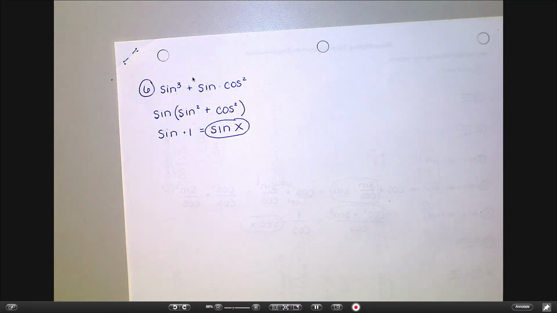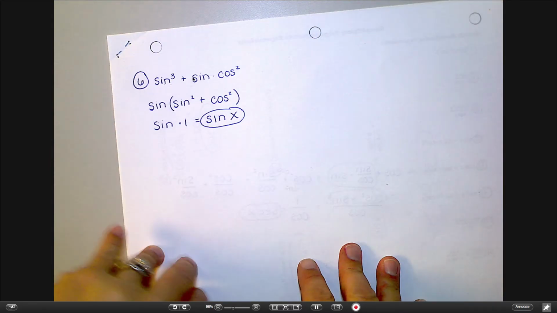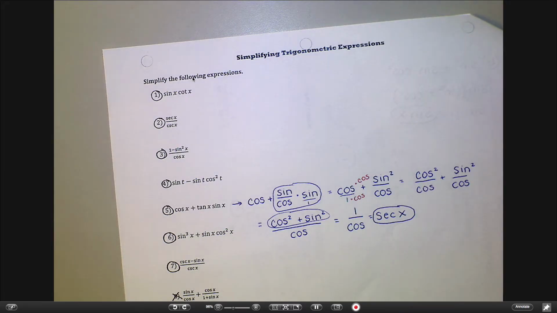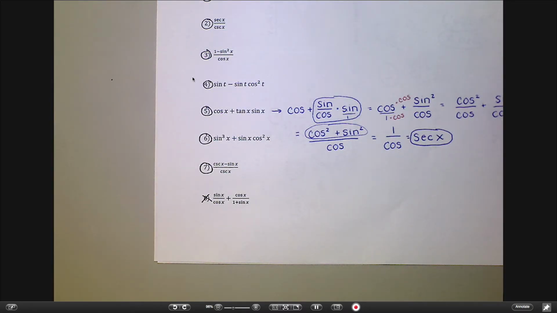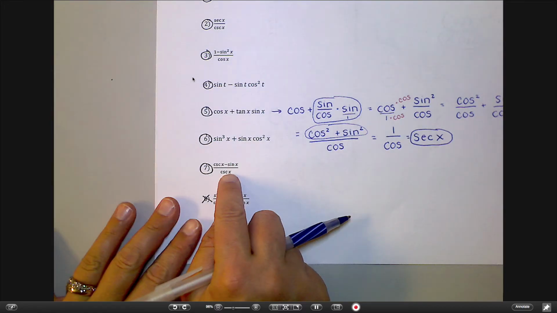Did I hear, Sierra, did you ask for 7? Okay, let's look at 7. Cosecant x minus sine x over cosecant. I'm actually going to break the mold a little bit here just to save us some writing. On number 7, before I switch to sines and cosines, because I'm going to end up with a lot of fractions inside fractions, I'm going to split this up.